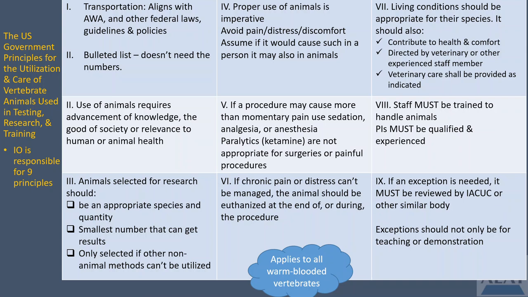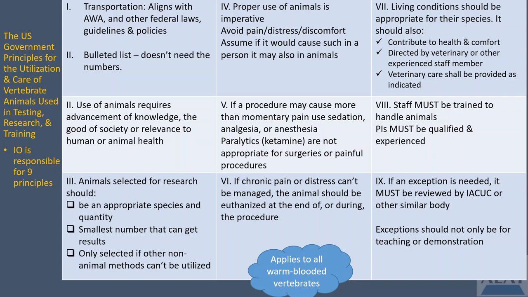The U.S. government principles for the utilization and care of vertebrate animals used in testing, research, and training. The U.S. government principles apply to all warm-blooded vertebrates and to all federally funded studies. The IO is responsible for ensuring these nine principles are met.